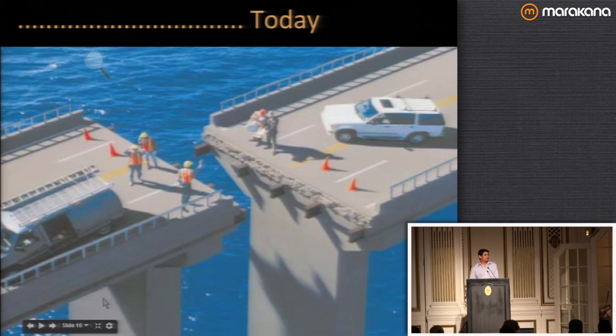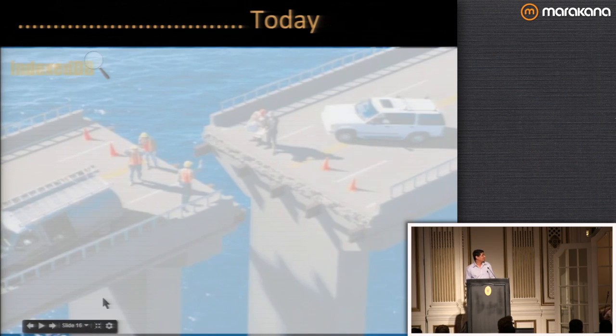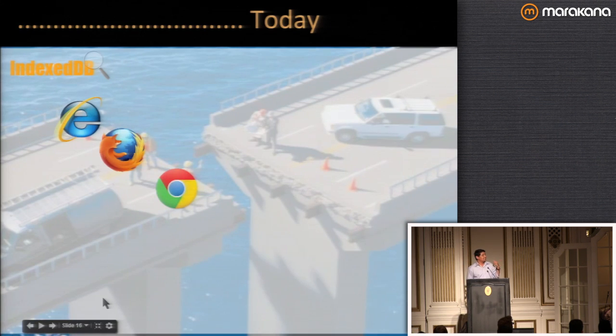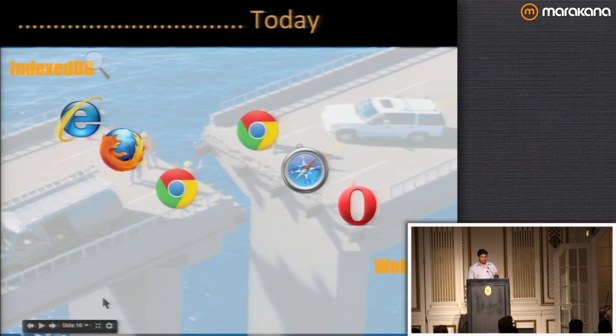So this is actually a very good picture that I came across. I searched for browser incompatibilities, and Google shows me this picture. How much more apt can it be? So the whole landscape, you have IndexDB on one side. IndexDB is supported by Internet Explorer, Firefox, and Chrome. The other side of the bridge, you have WebSQL, which is supported by Opera, Safari, and Chrome again. So Chrome is playing a good citizen by being on both sides of the bridge.